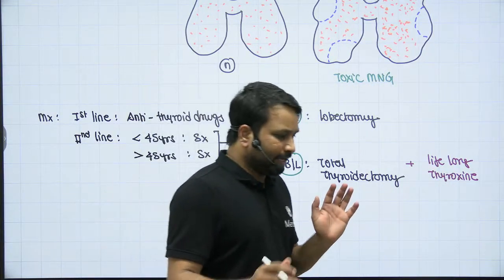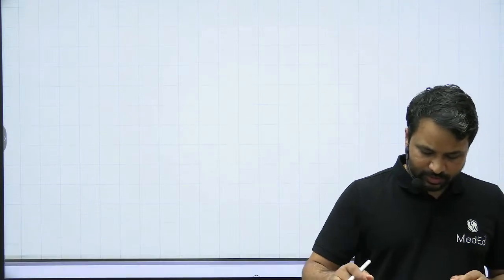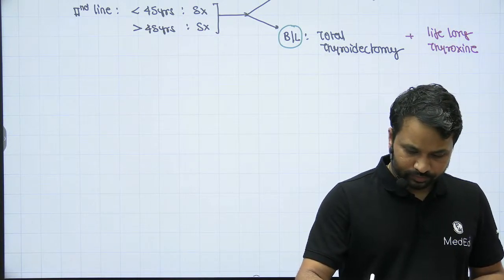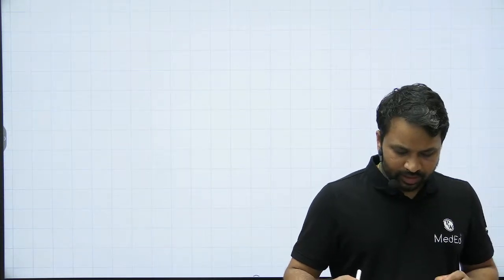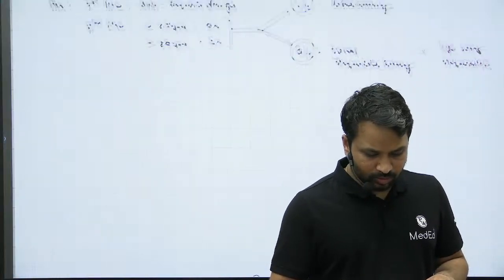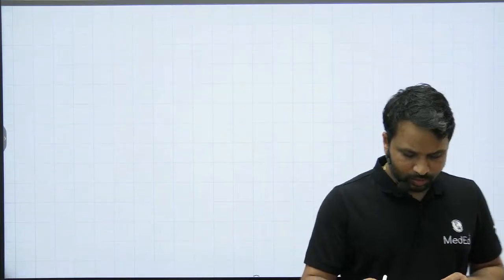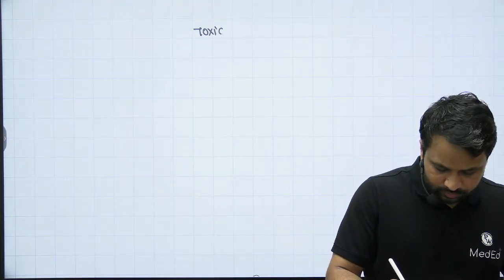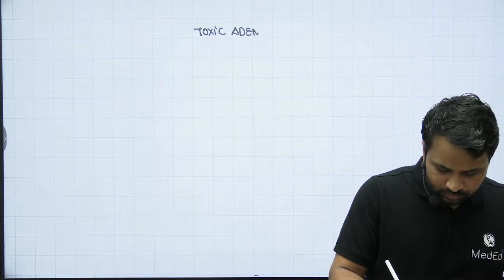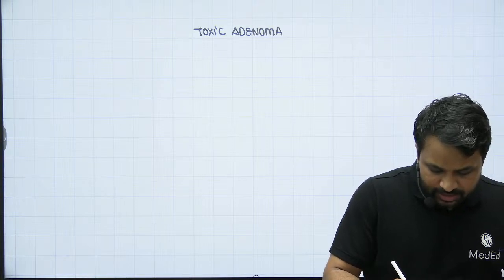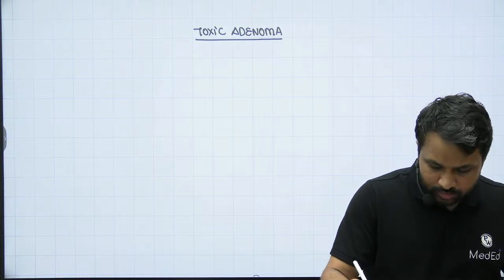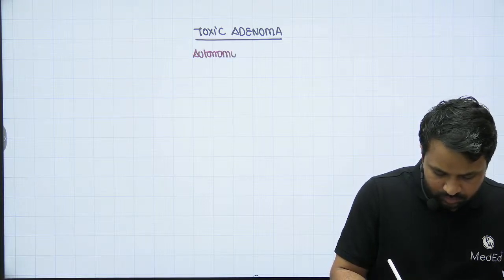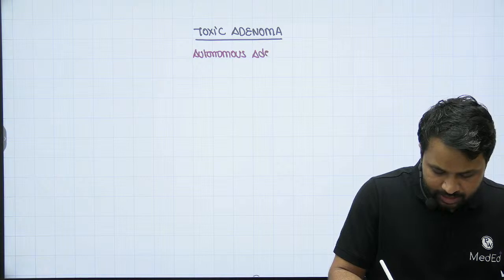Okay. In the same context, we have another disease which is called the toxic adenoma. So we'll talk about the toxic adenoma. Now, toxic adenoma is a condition which is an autonomous adenoma.